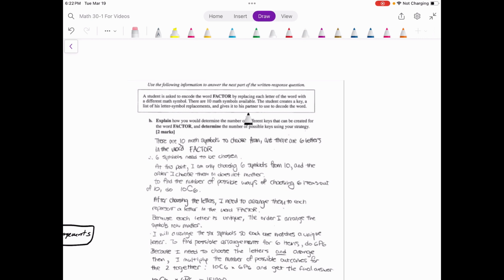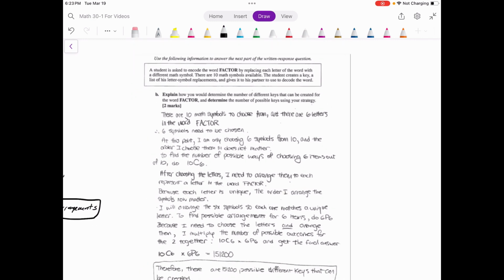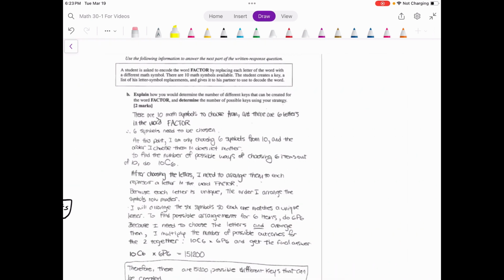Okay, so essentially it's saying how many different ways could you represent the letters in the word factor if you have 10 symbols to choose from, right? And how this student chose to approach it was what we just did on these examples. They said, well, first, we need 6 symbols, right? And there's 10 to choose from. So how many ways could we choose 6 symbols from 10 options?